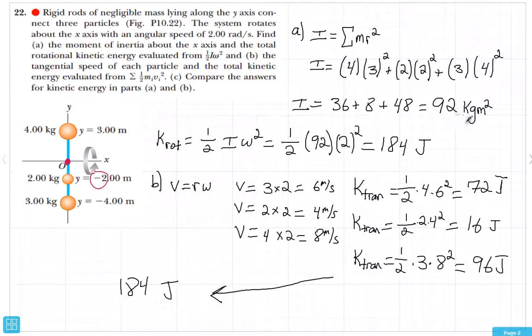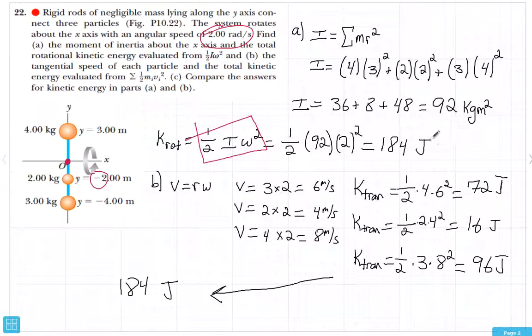So now that we have I, we can calculate the rotational kinetic energy of this arrangement. We're told in the problem that it's rotating at 2 radians per second. That's quite a bit less than a full rotation per second, since a full rotation would be 2 pi radians. So the rotational kinetic energy is given by this formula, which we saw in the previous slide. It's 1/2 I omega squared, where I is the moment of inertia, and omega is the angular velocity of this apparatus here. So I plugged in 92 for I, 2 radians per second, squared here, and worked it out to 184 joules.